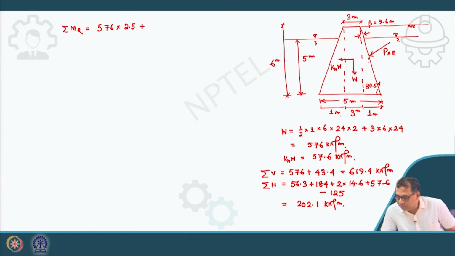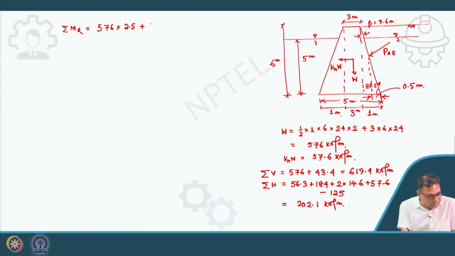So, this vertical thing will act again here, and that distance will not change, because we have not changed those angles. So, this will be 0.5 meter again. Now the vertical component is 43.4, because that has not changed.